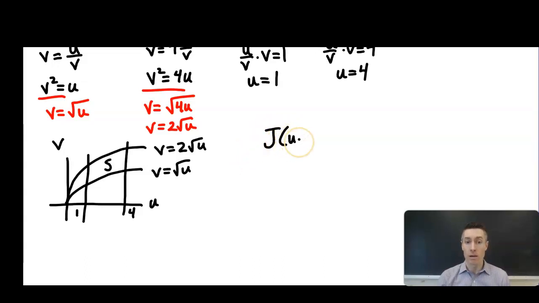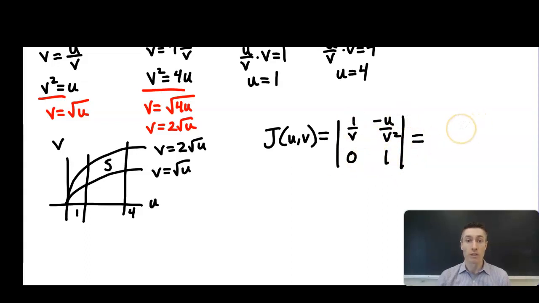So the Jacobian in terms of u and v. Okay, so x is u over v, so the partial of x with respect to u is 1 over v. Partial of x with respect to v is negative u over v squared. And then y is v, so the partial of y with respect to u is 0, and with respect to v is 1. So taking the determinant of that 2 by 2 matrix, we just get 1 over v as our Jacobian.